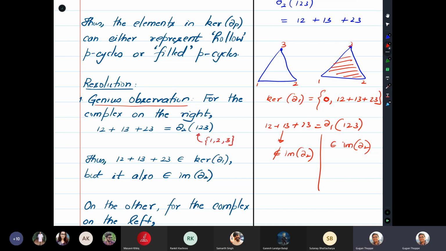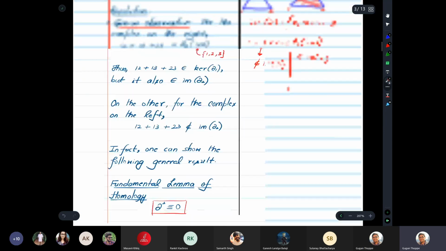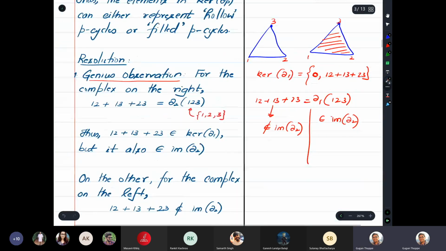So here is what is happening. Just by looking at the kernel, we were not able to conclude whether this 1 chain represents a hollow region or a filled region. However, we noticed that for the simplicial complex on the left, this 1 chain does not belong to the image of ∂2. Why does it not belong to the image of ∂2?